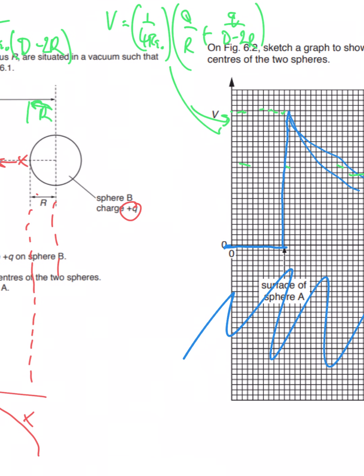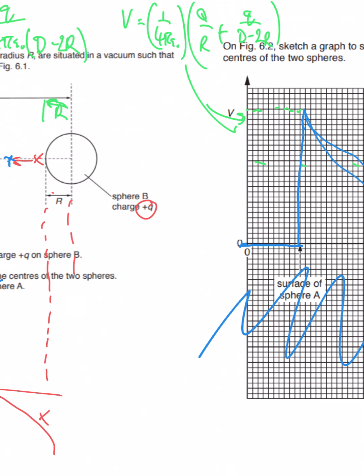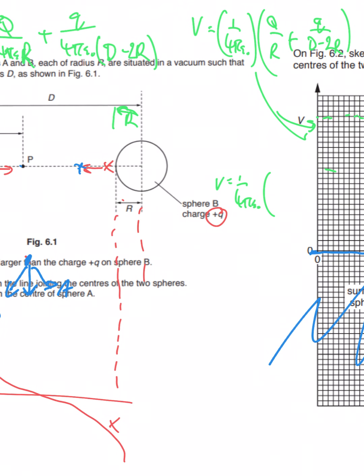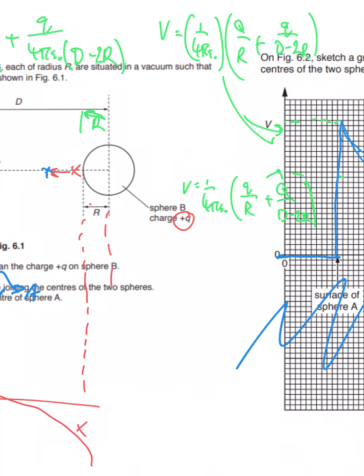this would have a spike or a peak at where V is equal to 1 over 4 pi epsilon naught lots of, and this time it will be little q over r again, because that's the distance from the centre of the sphere. And then add in, this time it will be big Q over d minus 2r. So that will be where we'd meet the axis there. And if you're given numbers here, you could go and work those out.